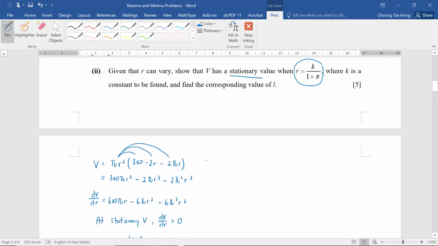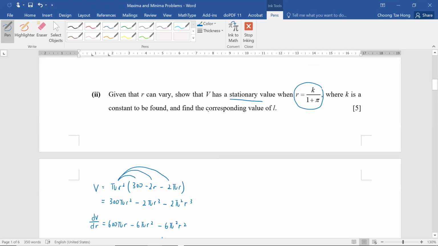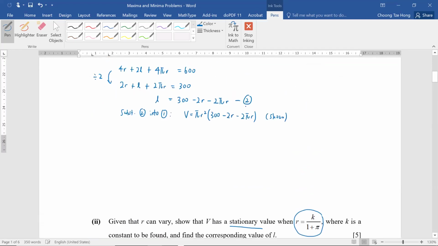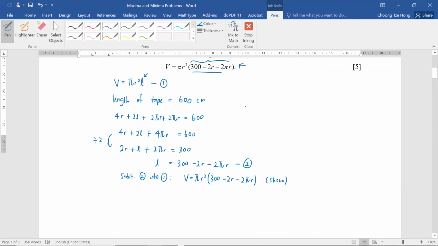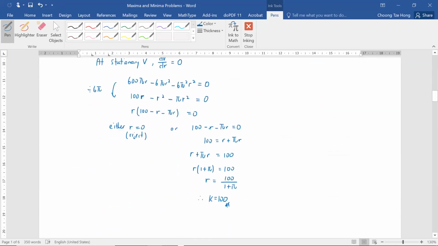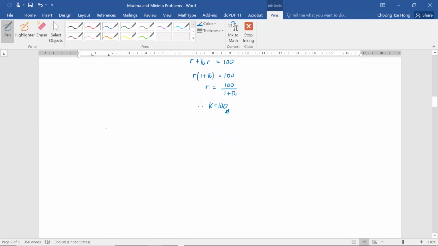But that's not the end of the question. They want us to find the corresponding value of L. All we need to do is to sub the r that we have found into this particular equation over here, and then try to simplify. L equals 300 minus 2r minus 2 pi r. So let's do that. We substitute the r inside: 2 times 100 over 1 plus pi, minus 2 pi times 100 over 1 plus pi.